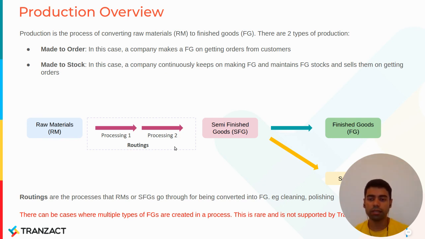After this routing, say raw materials are converted to semi-finished good. So semi-finished good is an intermediary step. And from this semi-finished good, finally you get the finished goods, and you also get scrap material, which are the unwanted materials. It's also important to note that in certain production processes, multiple finished goods are produced. Different types of finished goods are produced. But in TranZact, we only cater to cases where one finished good is produced in one process.